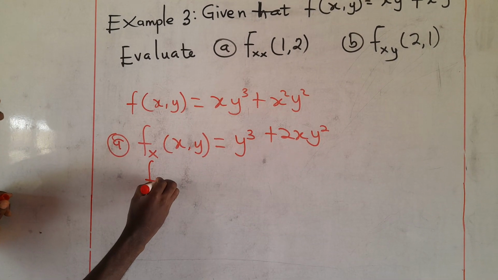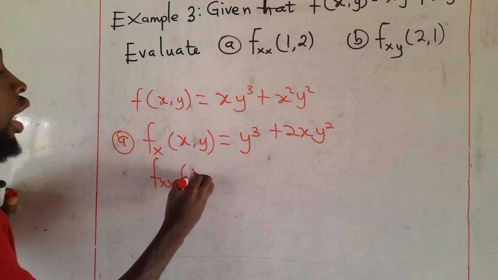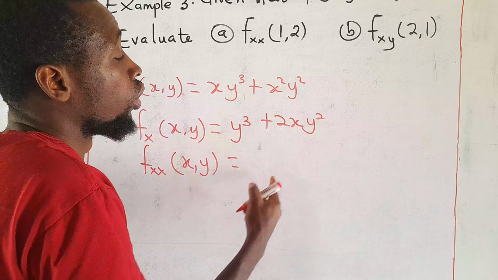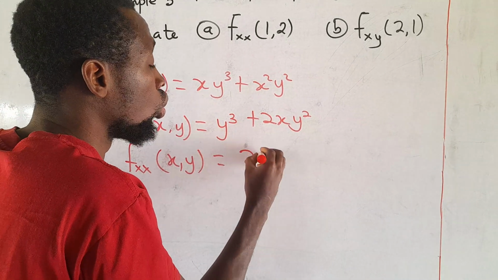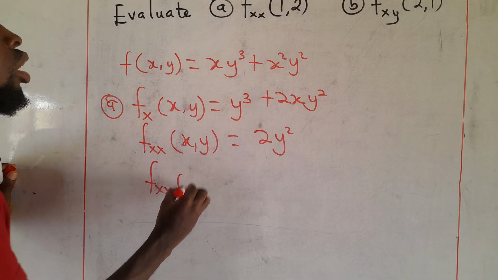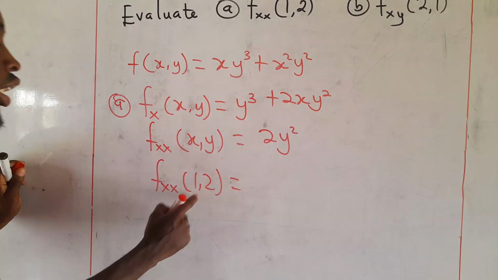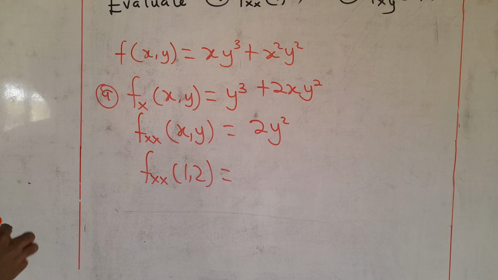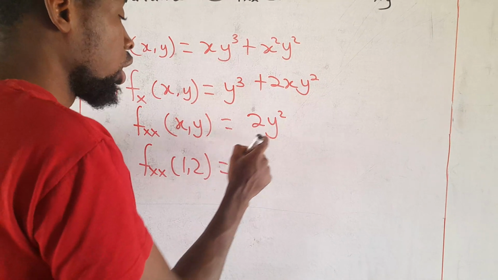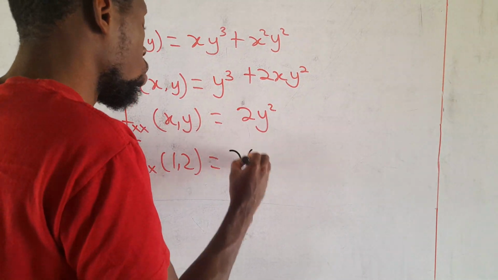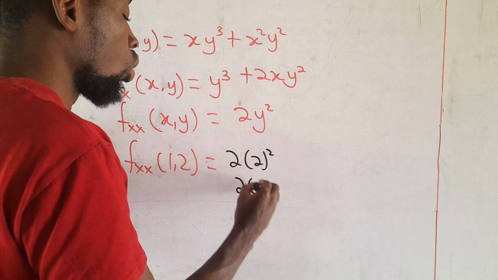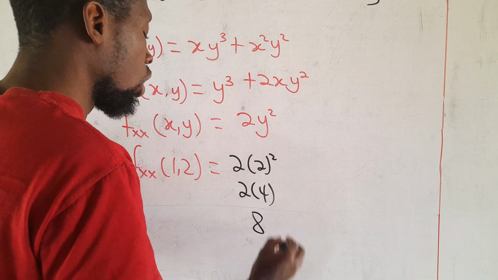So now we'll perform a partial differentiation with respect to x again. Y again will be held constant. So the whole of this will be 0. Then this will give us 2y squared. So at the point 1, 2, that means any place we see x, we substitute 1. Any place we see y, we substitute 2. So since there is no x here, we have 2 squared, y is 2. 2 squared is 4. 2 times 4, that will be 8.